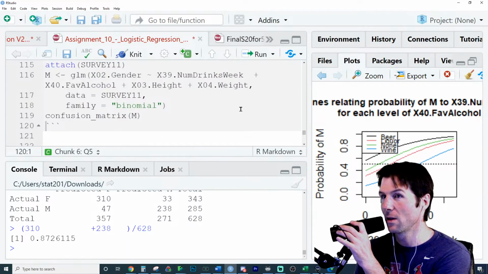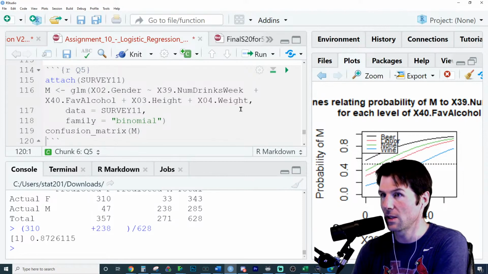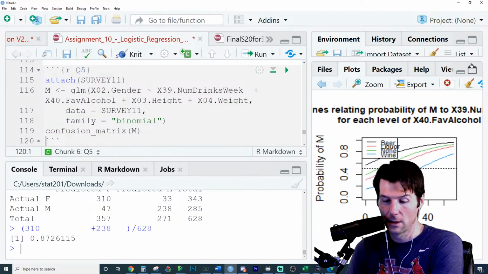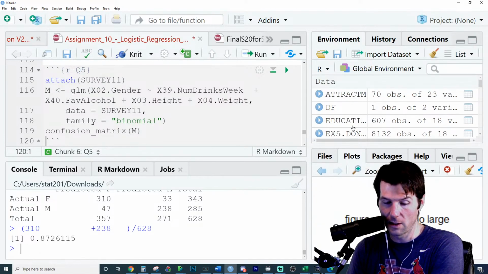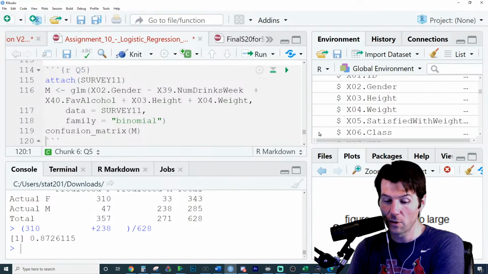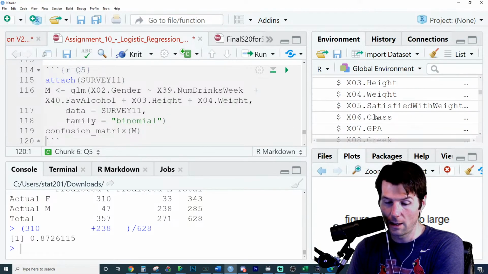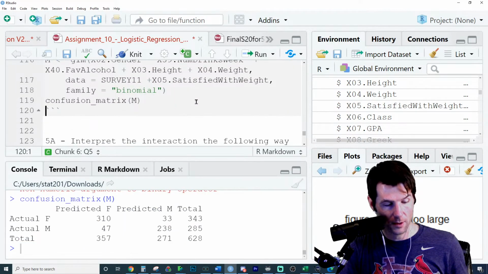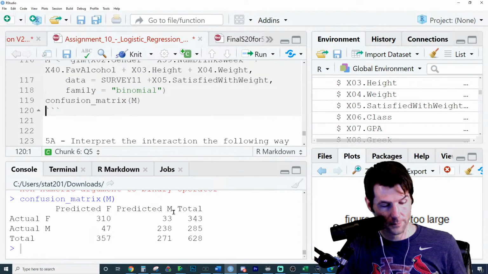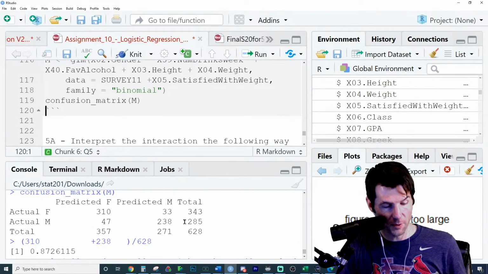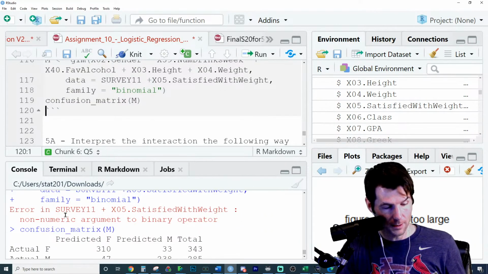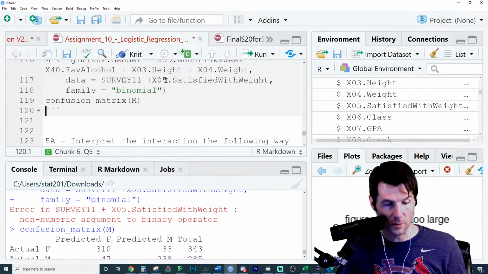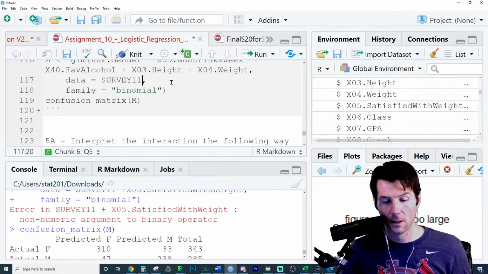Just think, all you're doing is adding on somebody's height and their weight. We'd have to look at survey 11 to see what else is in here, but I bet there are other variables. And there are ways of doing variable selection. Are you satisfied with your weight? That might even help more. We've gone away from being able to visualize this now. Error in survey 11: non-numeric argument to binary operator. So it's actually mad about that variable. I'd have to take a look at that.